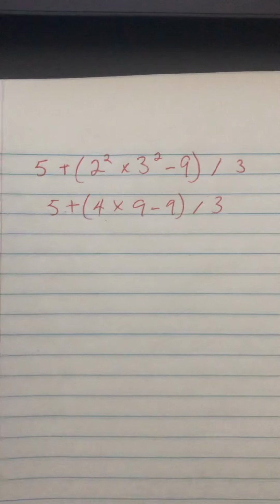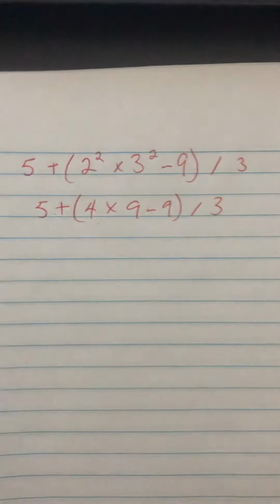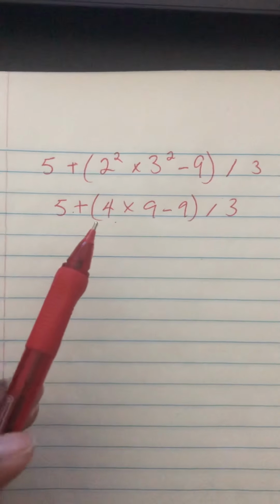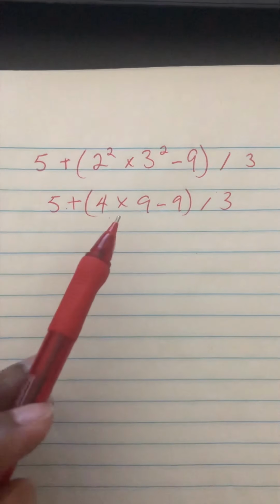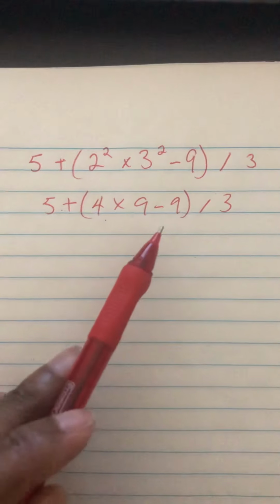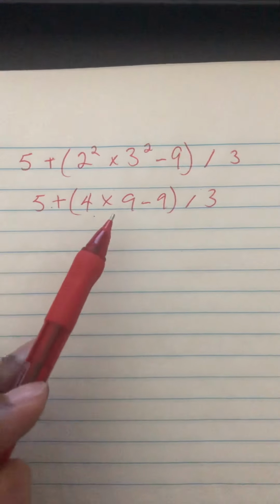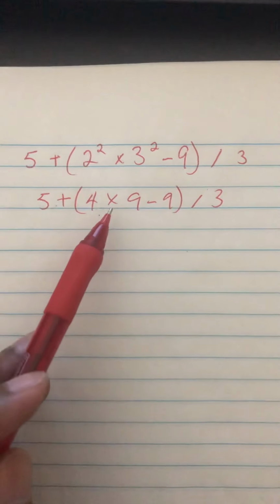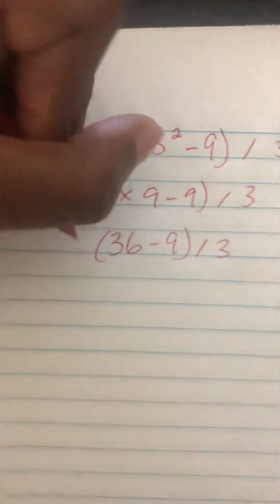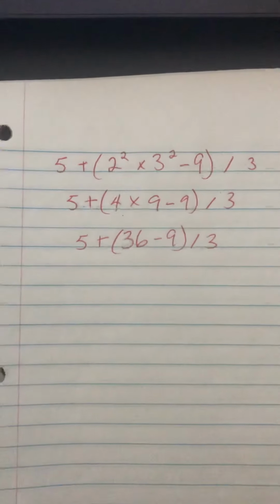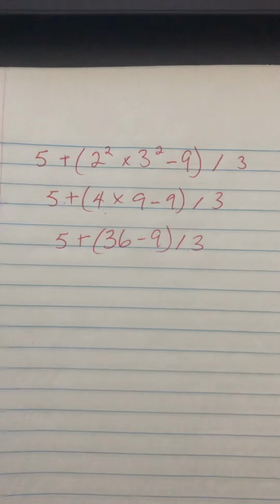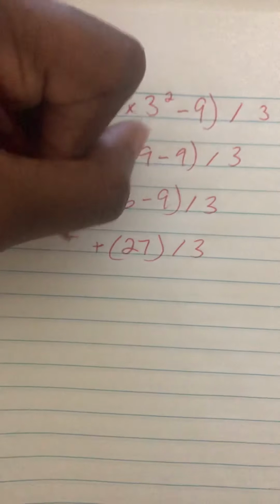Okay? So you notice I brought everything else down that I didn't use. All right? So now, because it says as I read from left to right, I'm not going to do 9 minus 9. I'm going to do 4 times 9. Right? As I read from left to right, I do what I see first, and I see multiplication first inside of the parentheses. So 4 times 9 is 36, minus 9, division symbol 3, plus 5. Okay? 36 minus 9 is what? That's right. Divided by 3 plus 5.